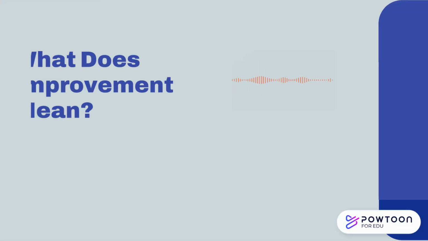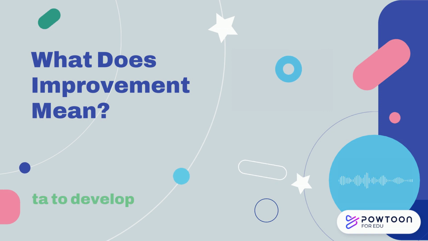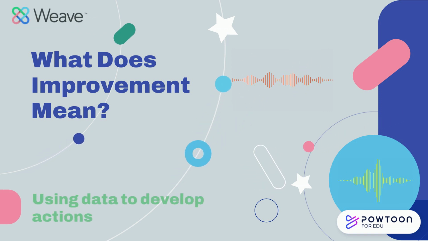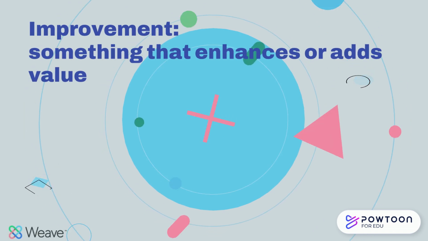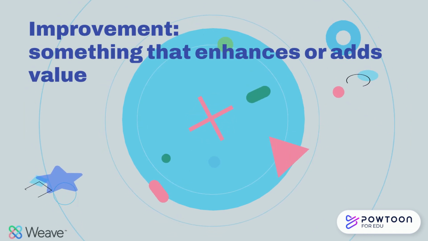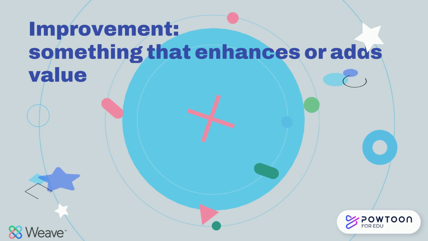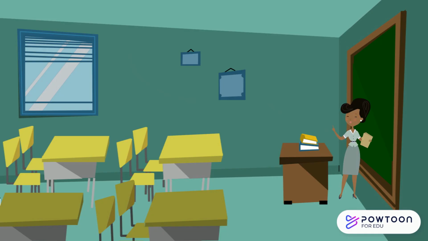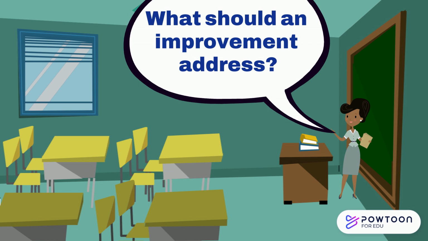Today, we're going to be talking about what improvement really means, and actions that we can do to improve student learning. According to the dictionary, improvement is something that enhances or adds value. What are the components that improvements should address?